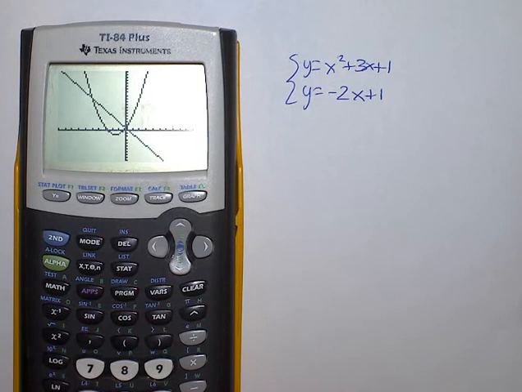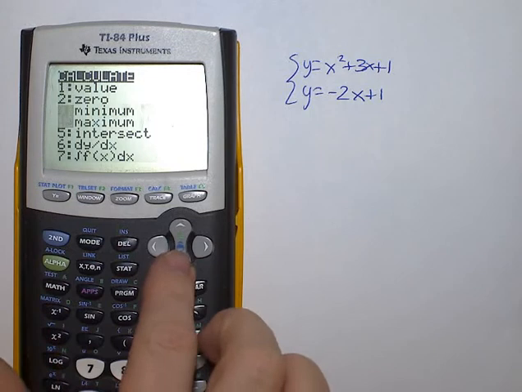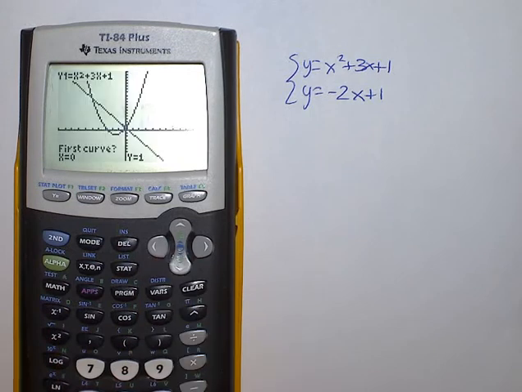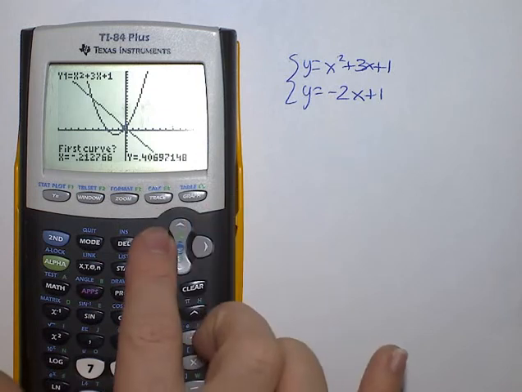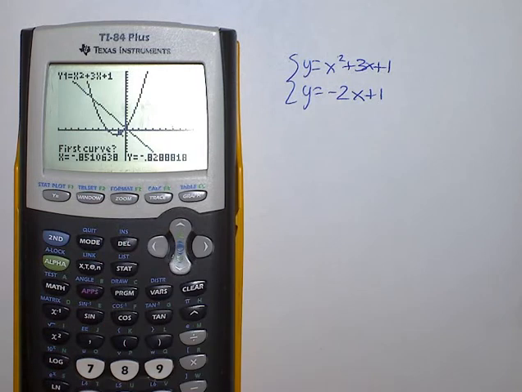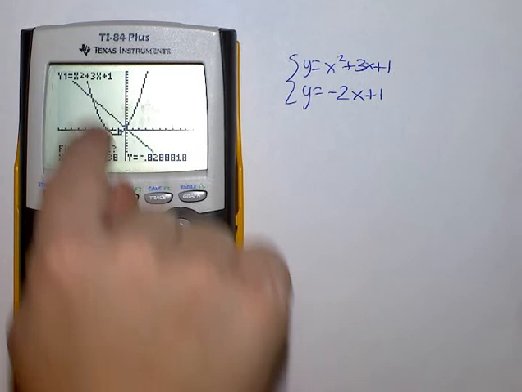Okay, so how do we find intersection points using the graphing calculator? Hit second trace and go to intersect. Second trace, intersect. Okay, so I'm going to use the cursor here, and I'm going to go a little bit off to the left. And right now it says first curve. First curve just refers to one of the equations. It doesn't matter which equation it is. So first curve right now is referring to the first equation we entered, which is the parabola.